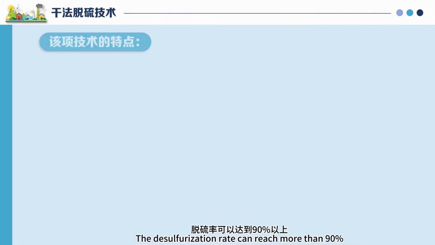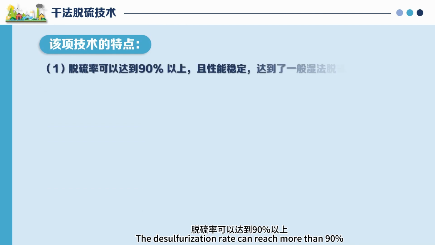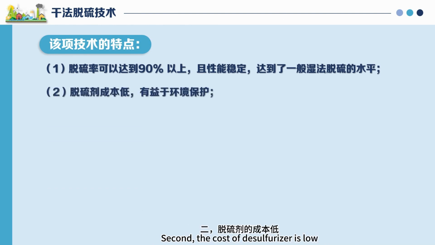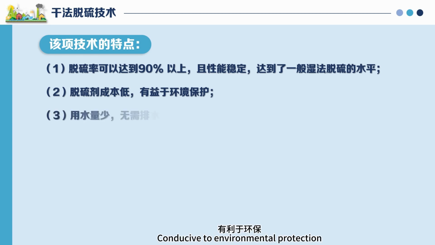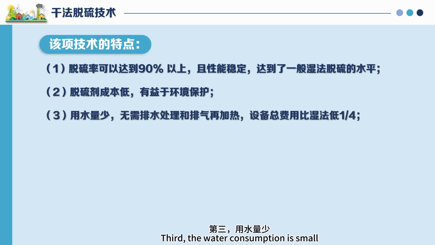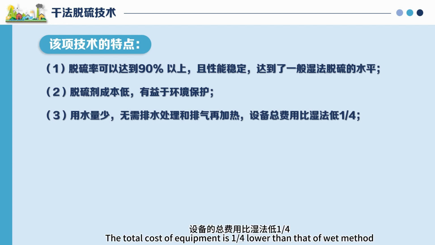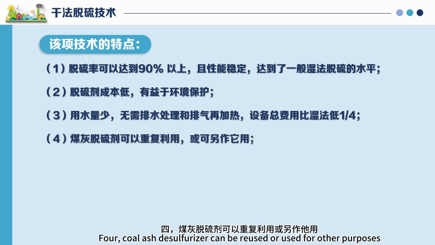First, the desulfurization rate can reach more than 90%, and the performance is stable. It reaches a level comparable to wet desulfurization. Second, the cost of the desulfurizer is low, conducive to environmental protection. Third, the water consumption is small. If drainage treatment and exhaust reheating are needed, the total cost of equipment is 1/4 lower than that of the wet method. Fourth, the coal ash desulfurizer can be reused or used for other purposes.